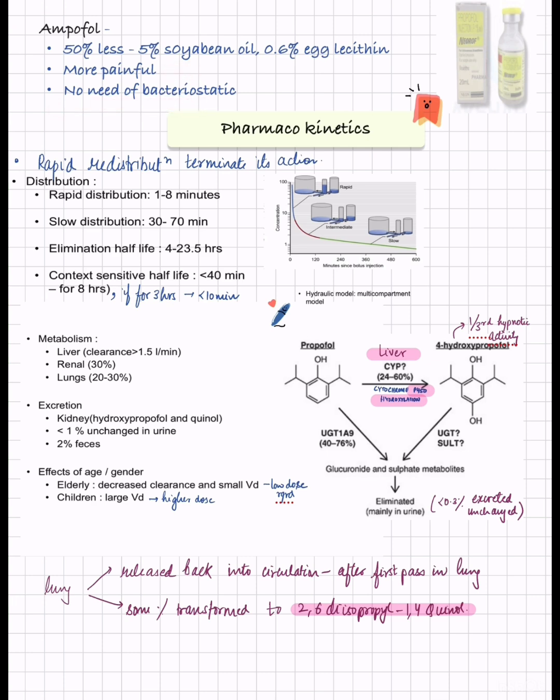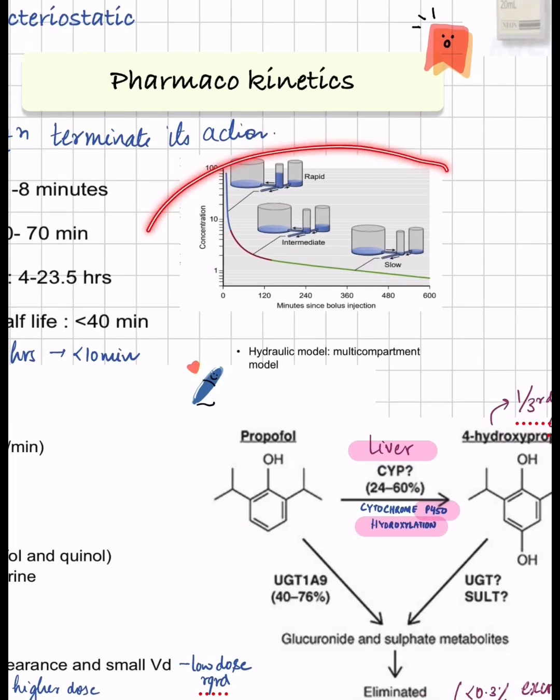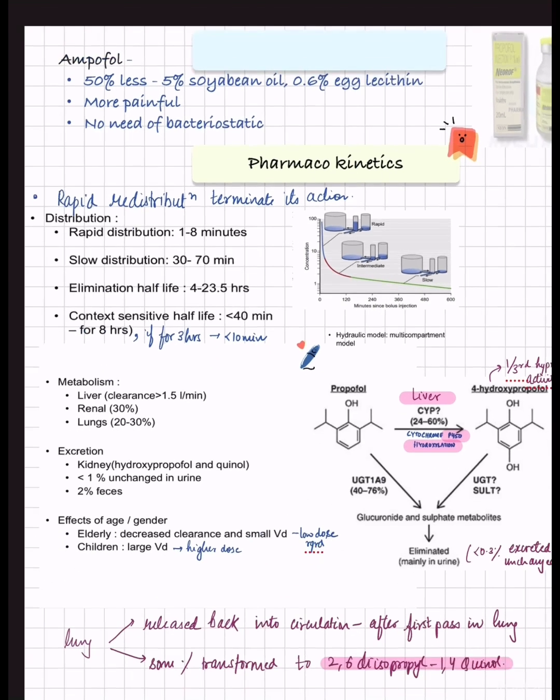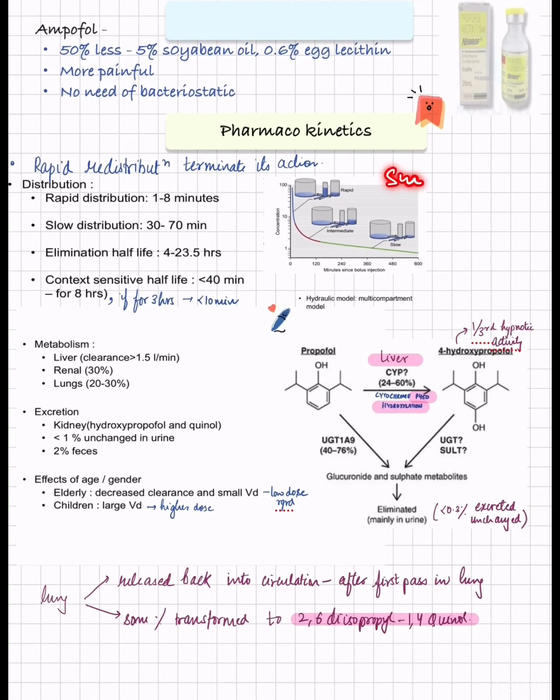Coming to pharmacokinetics, before understanding pharmacokinetics, you just have to understand the multi-compartment hydraulic model. What happens to the propofol after it is injected? After injection, there is rapid redistribution to vessel-rich group. Can you name vessel-rich group? And then there is intermediate redistribution. Then there is slow redistribution. Okay. And what happens after single dose of propofol?